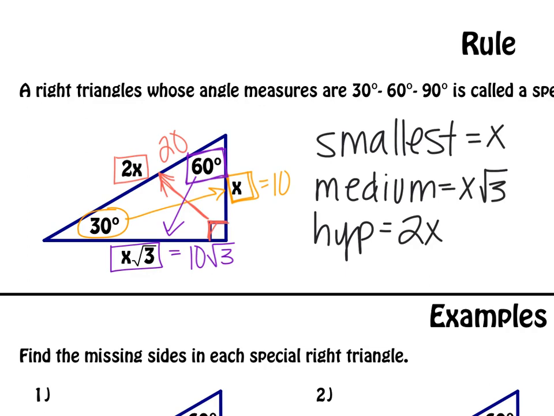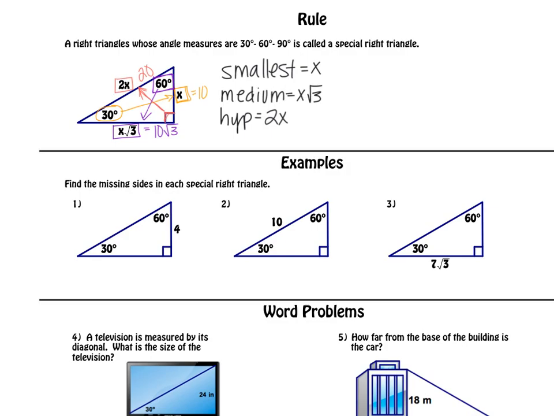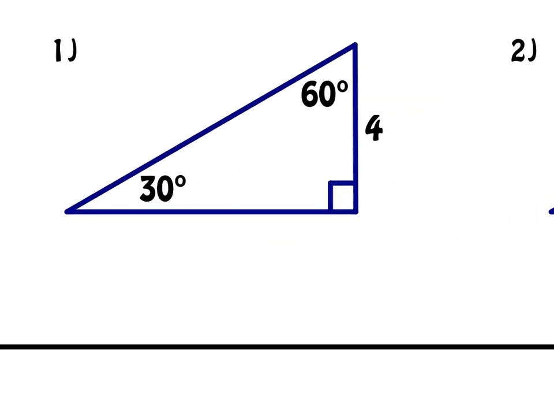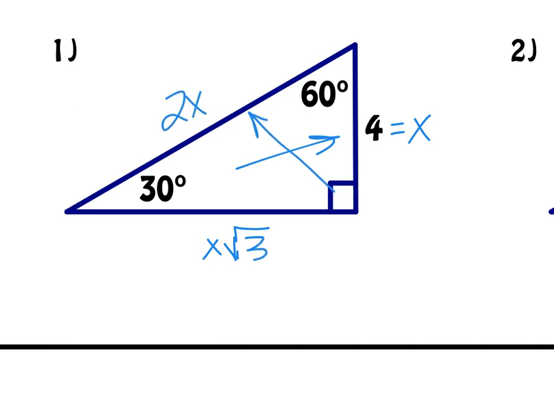Okay, so here are some examples. Find the missing sides of each special right triangle. The first thing I'm going to do is label the sides of the triangle. So the side across from 30 is always x. This side is x square root 3. And the side across from 90 is 2x.